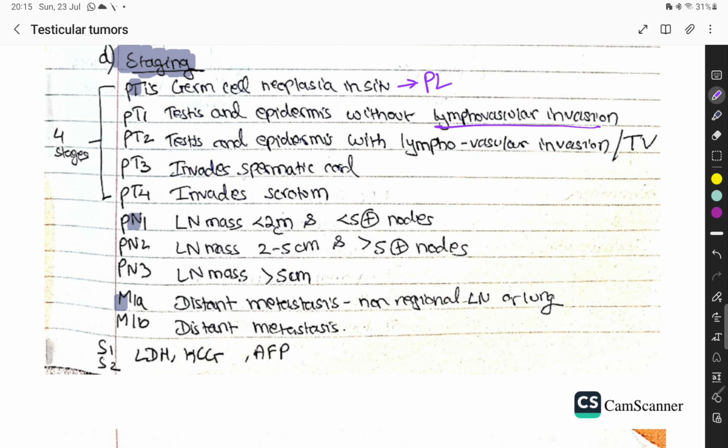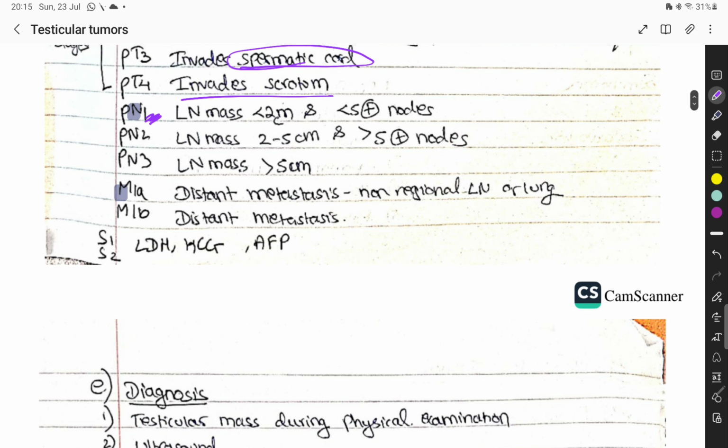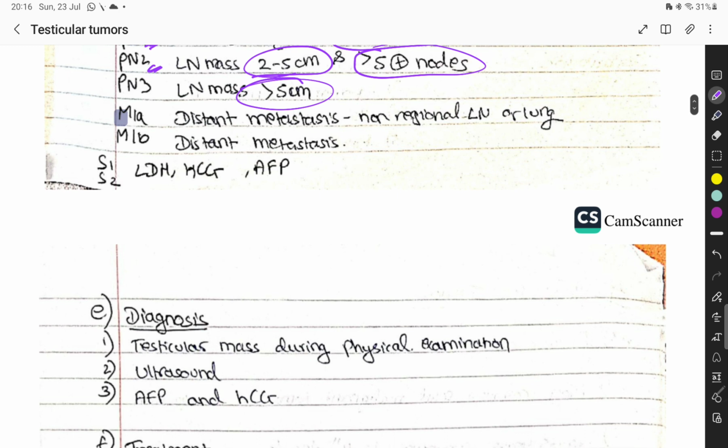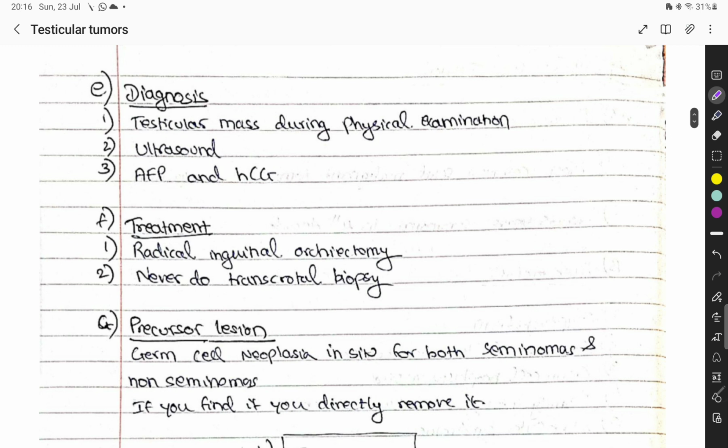pT3 is when it invades the spermatic cord. pT4 is when it invades the scrotum. Now we have to do the lymph nodes. If the size of the lymph node is less than 2 centimeters and there are no more than 5 nodes, then it's pN1. pN2 is when the lymph node is between 2 to 5 centimeters and there are more than 5 nodes affected. pN3 is greater than 5 centimeters in size. M is basically for metastasis, and then you also check serum levels of LDH, HCG, and alpha fetoprotein.